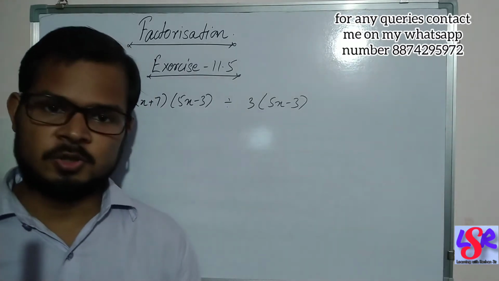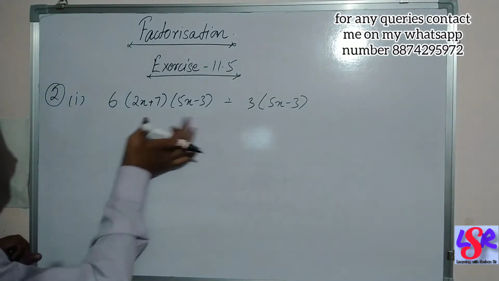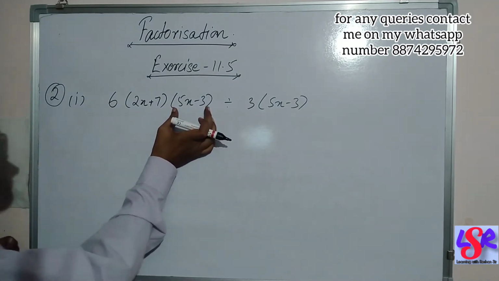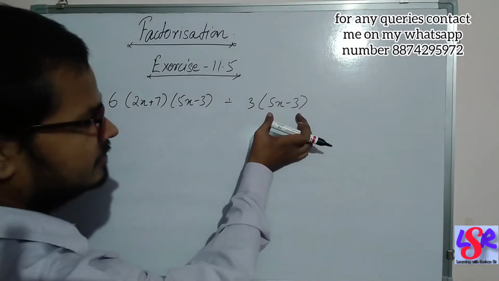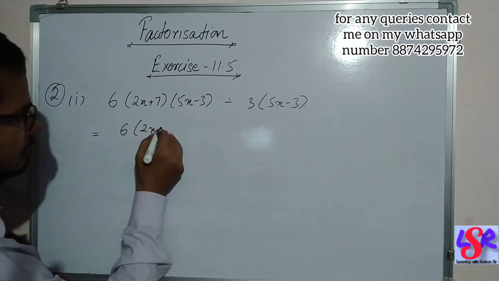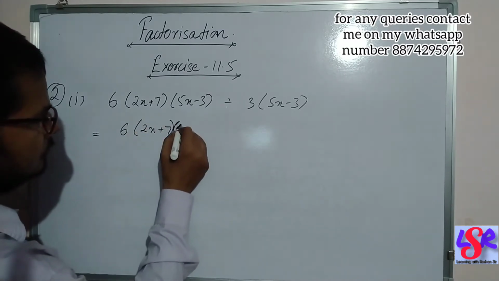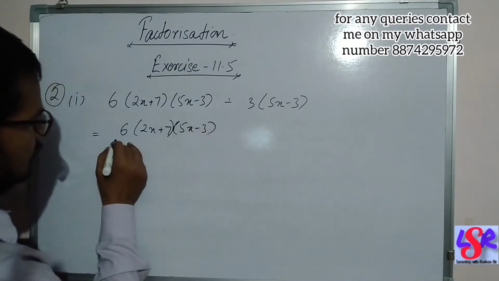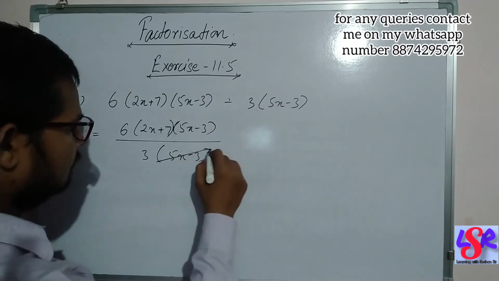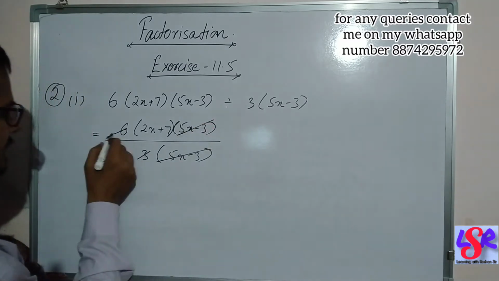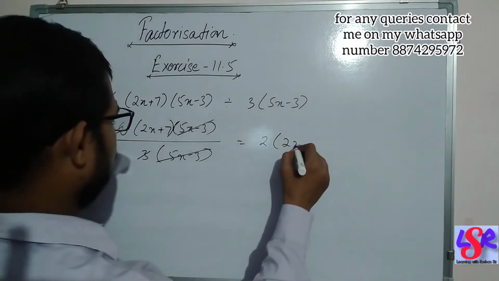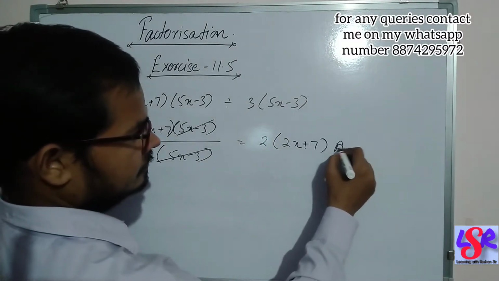Now let's go with question number 2, first part. And here we are having this 6 into (2x plus 7) in a bracket into (5x minus 3) in a bracket, then 3 into (5x minus 3). Now first of all, write in the form of numerator and denominator. So (2x plus 7), (5x minus 3) whole upon 3 (5x minus 3). Now this whole bracket can be cancelled by this. 3 can cancel out this 6 by 2, and we're left with 2 in bracket (2x plus 7) as answer.